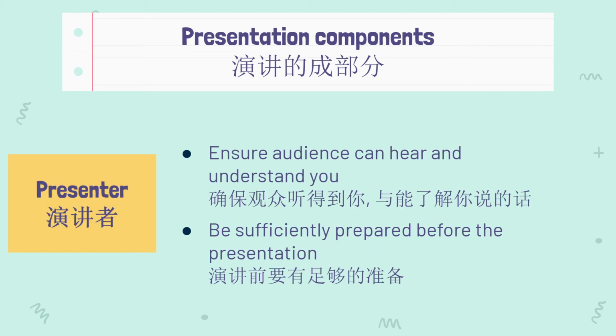Next is the presenter. So sometimes you are the presenter. So you need to ensure that the audience can hear and understand you. So you need to project your voice. And also before the presentation, as a presenter, you should be prepared for the presentation, like know what you're going to cover.